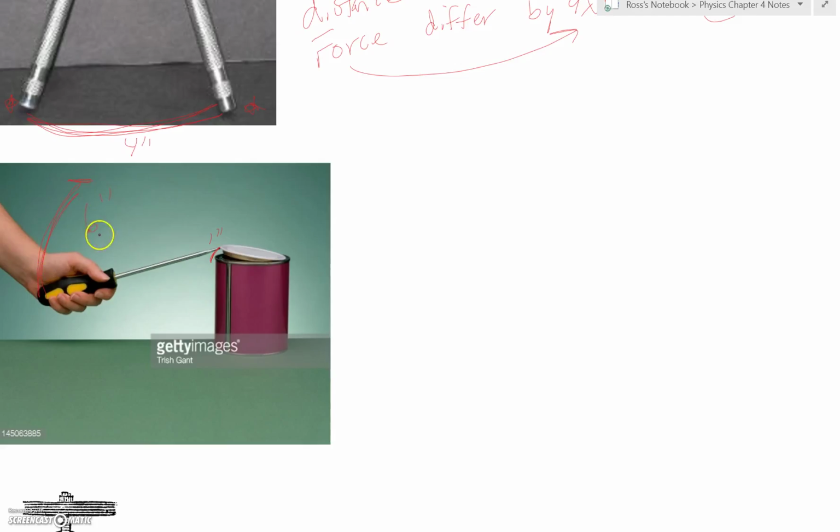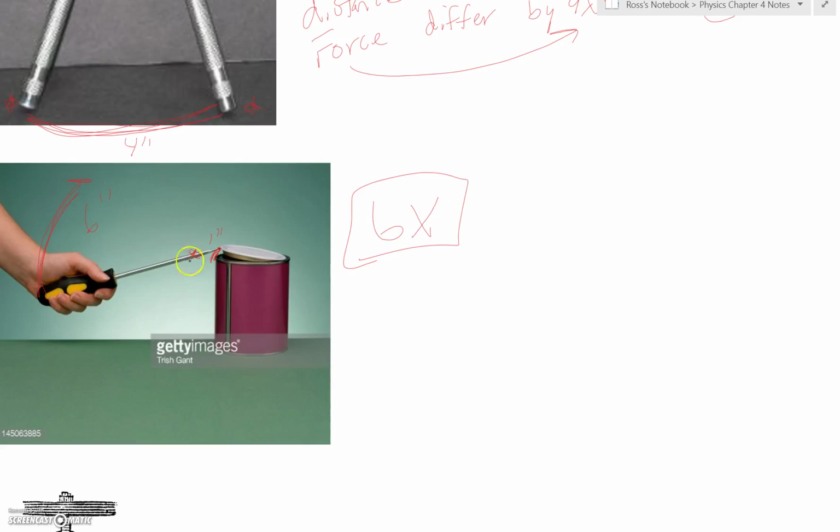So if we move the tool, our end of the tool, the input end, 6 inches, and the output end moves 1 inch, that means that there's a 6 times difference in terms of the distance as well as the force, the input and the output force. So we will, through this tool, be able to apply 6 times the amount of force than if we were just trying to pry up this paint can 1 inch with our hands or by holding the screwdriver right here, for instance, which wouldn't make much sense.